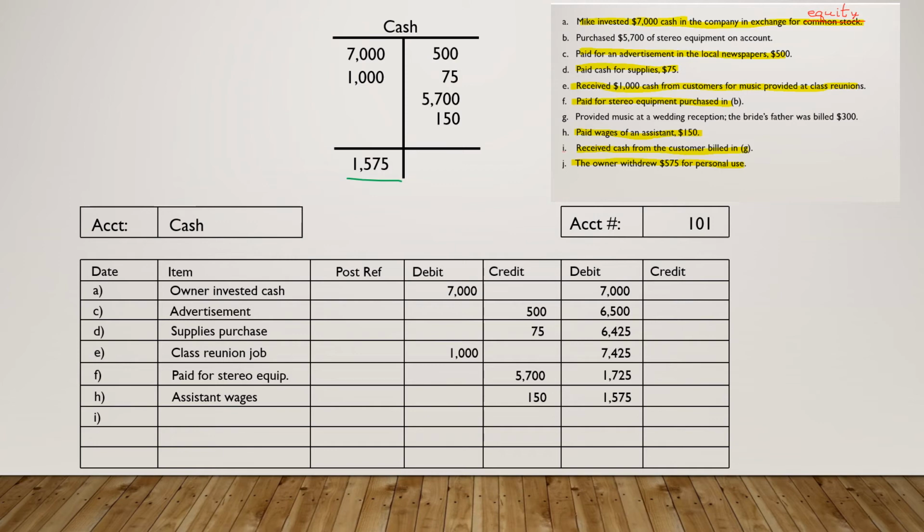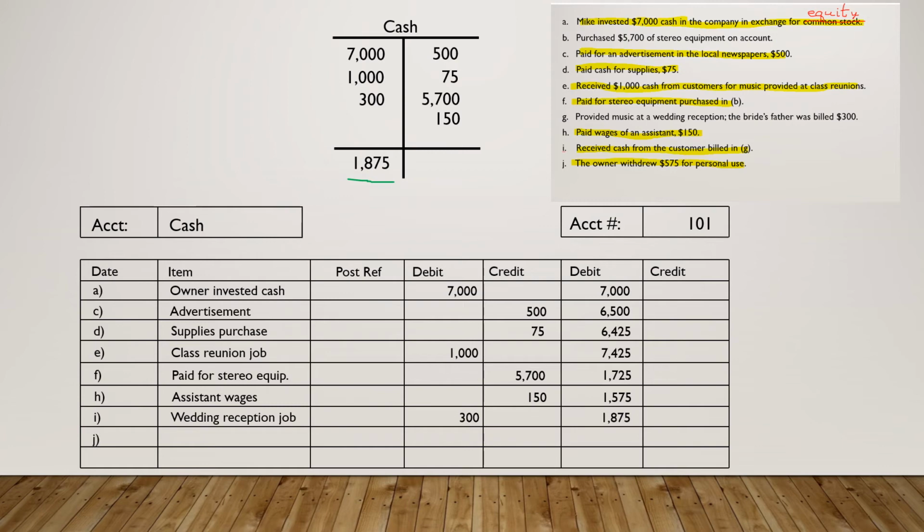Transaction I. We debited cash for the $300 AR collection. The T account's new balance is a $1,875 debit. In the ledger, the $300 debit from the journal entry goes in the first debit column, and the second debit column gives us the updated balance.